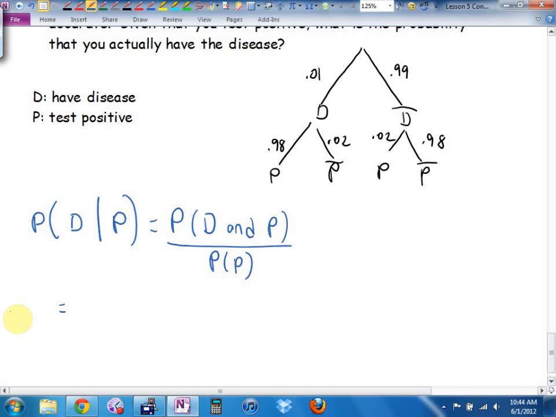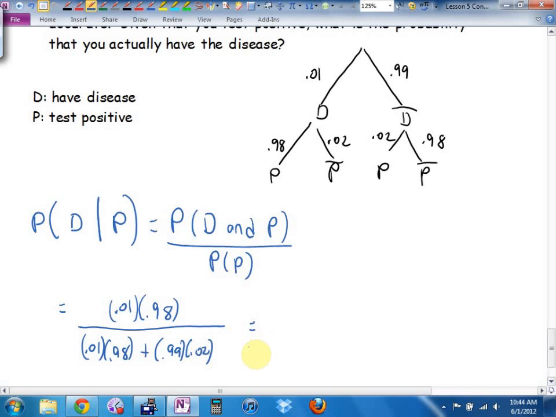Which branch is D and P? 0.01, 0.98. Which branch is, oh, two branches end in a P? 0.01 times 0.98, or 0.99 times 0.02. Trevor, there's two terms in the denominator. Make sure you use brackets around the bottom. Crunch the numbers and get a surprising answer.